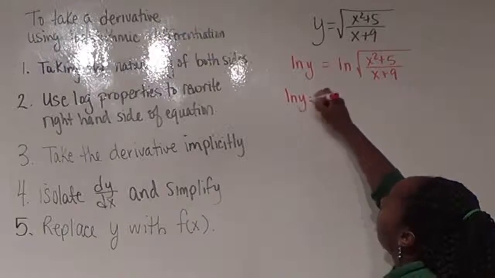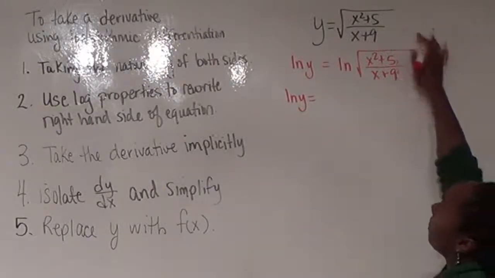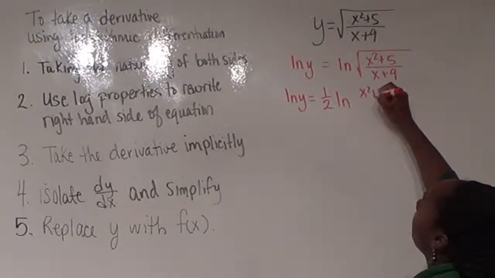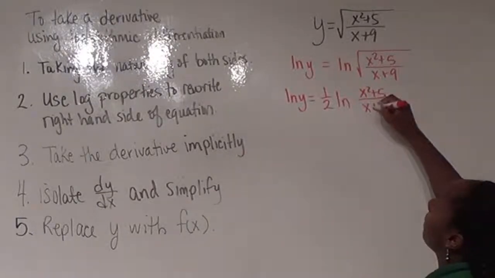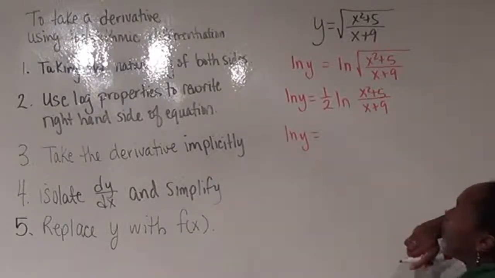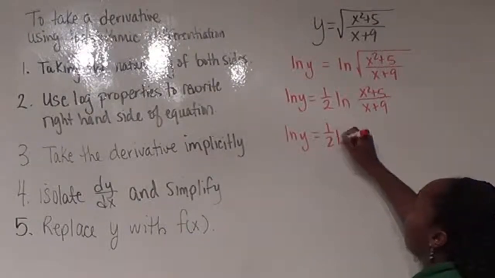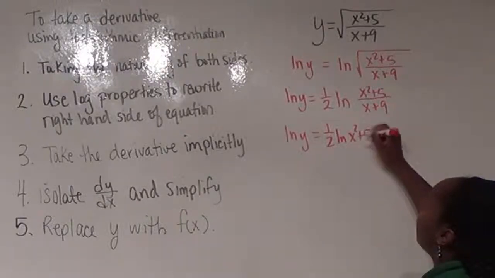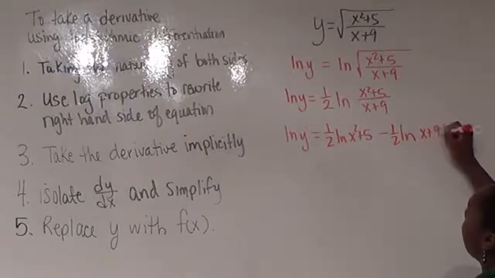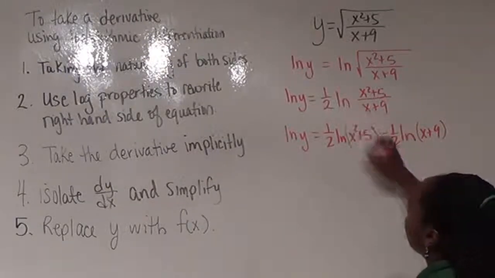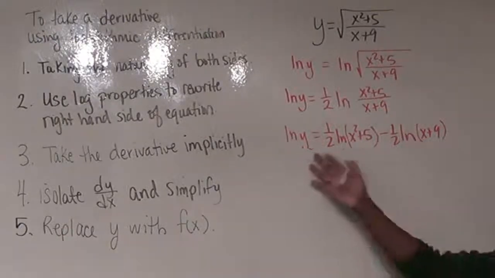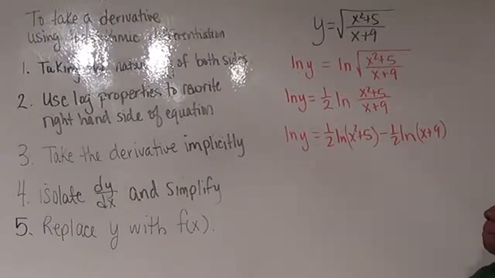So ln of y, our log property says the power can come down front, so this will be 1/2 the natural log of x squared plus 5 over x plus 9. Then we can separate this into 1/2 ln of x squared plus 5 minus 1/2 ln of x plus 9. Now we can take our derivative implicitly.